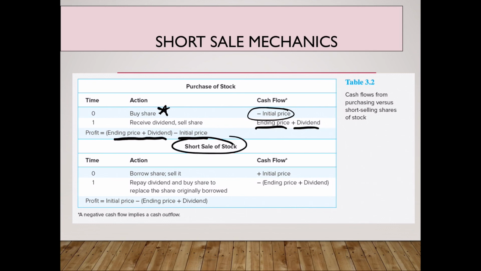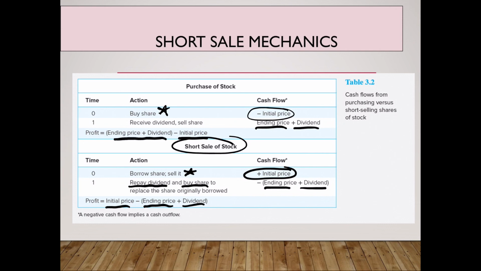With a short sale, in time period zero, you actually borrow a share and then sell it, which will be a cash inflow, and then you hope that that stock price goes down, and if you receive a dividend, you repay the dividend, and then you buy back the share. So you have an ending price plus the dividend being paid to the broker that you borrowed the share from. So your profit would be whatever the initial price is, so what you sold it at, minus the hopefully lower ending price, and then hopefully not a dividend that would exceed that.